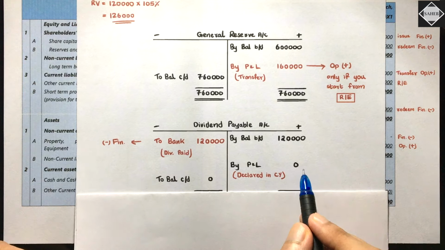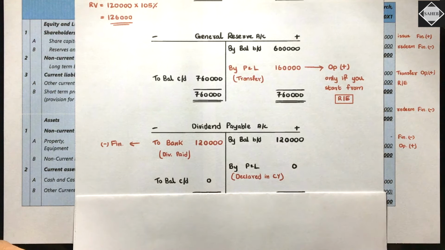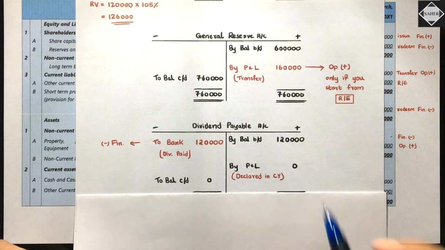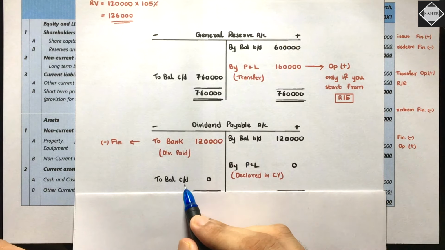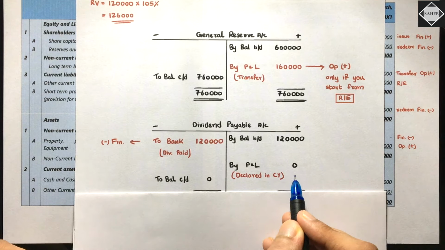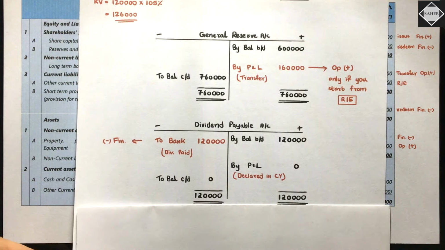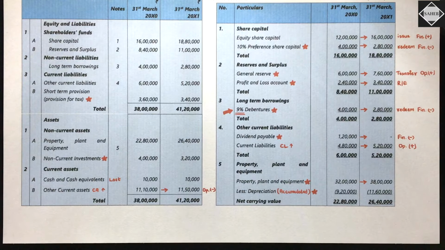Is it clear? Let's say, for example, just opening and closing balance is given and nothing has been said in adjustment, then it's really simple. Opening balance we assume it is paid, closing balance we assume it is provided for the year, declared in the current year. That's what we do, right? So this is how dividend payable adjustment is. Fine, understood.